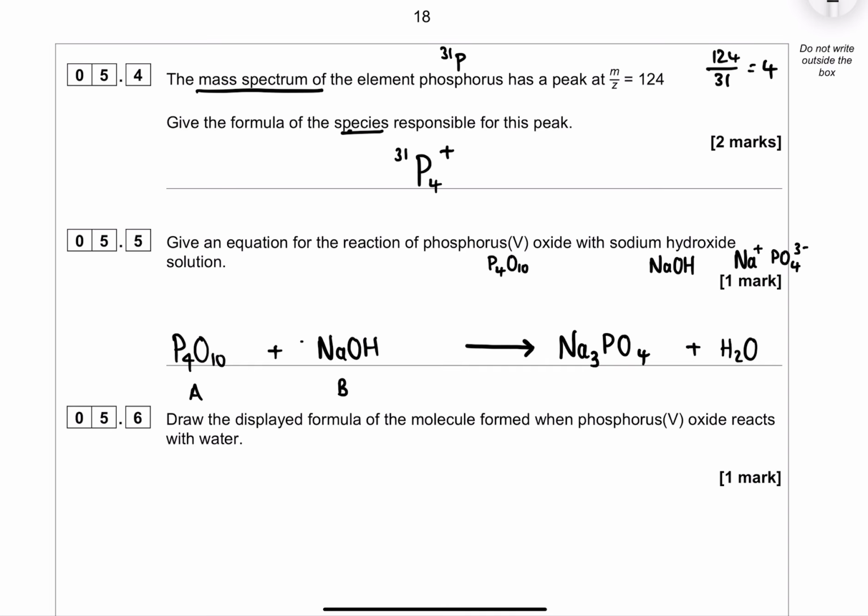Then we need to do a bit of balancing. Now there's 4 phosphoruses, so we'll need to make 4 of these, which is 12 sodium hydroxides. And if we balance it out, we need 6 waters to do that.